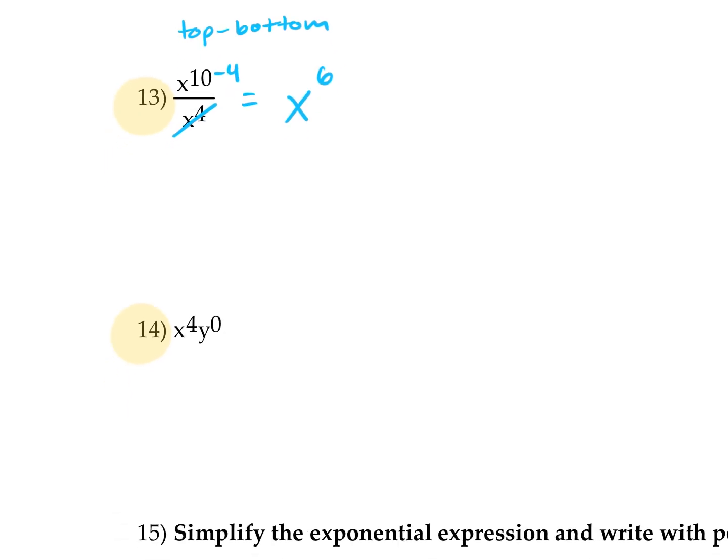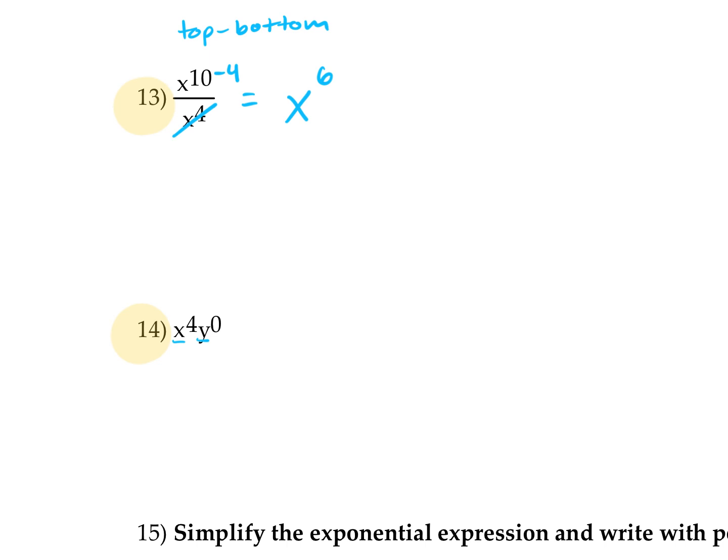All right, let's look at 14. What should I do first for 14? How could I simplify this? Are they the same base? No. So can I combine them together? No. But I can simplify. Madison, how?